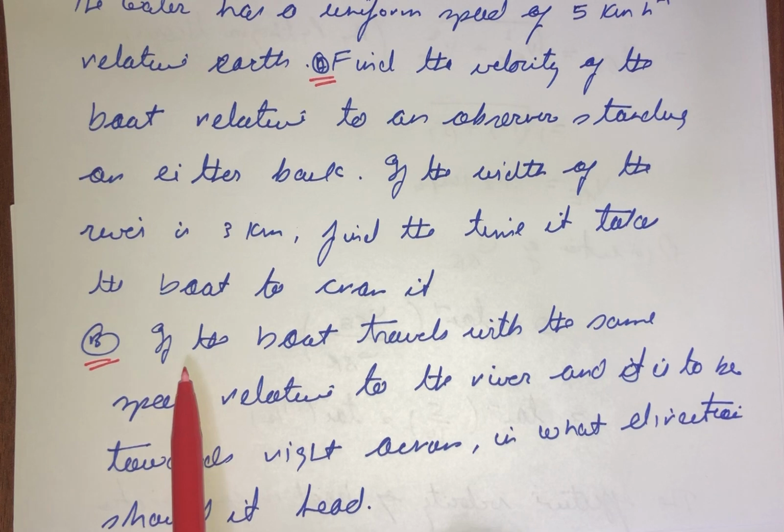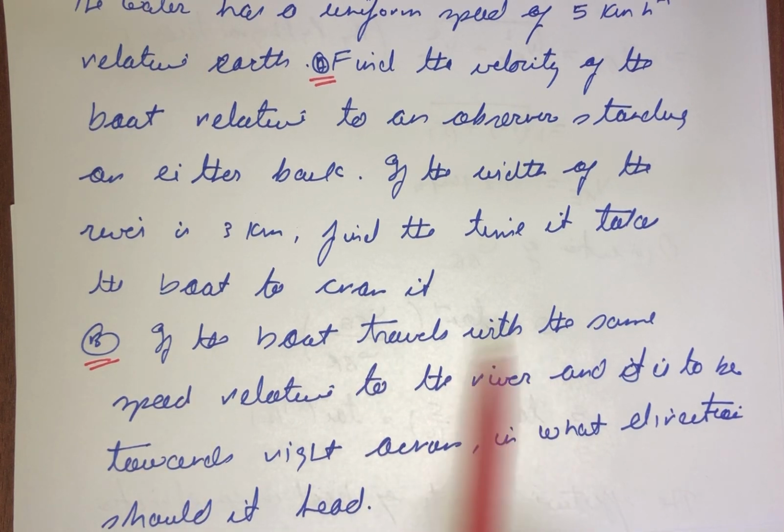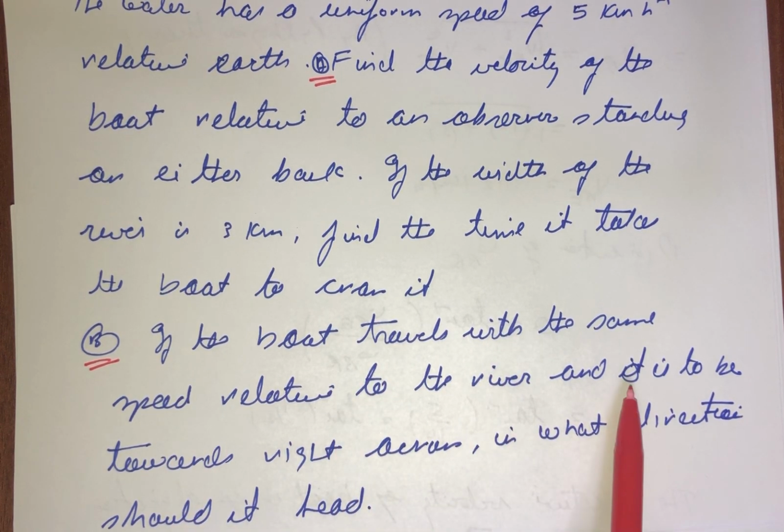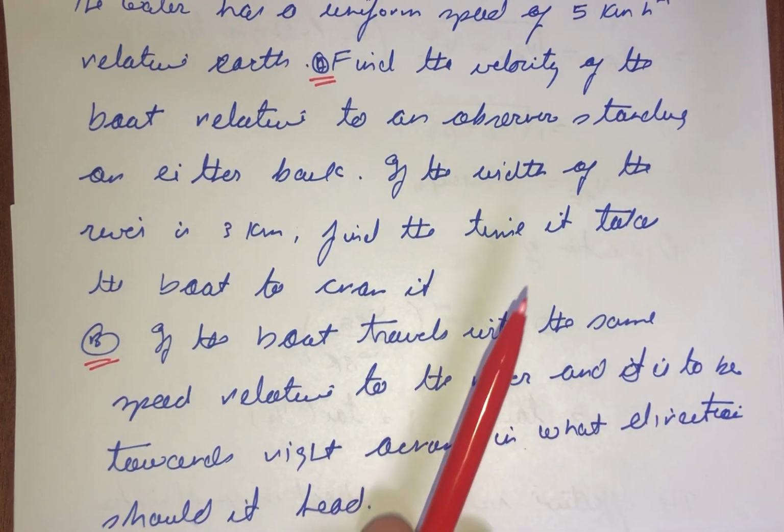And in part B, we have to find: if the boat travels with the same speed relative to the river and is to be towards right across, in what direction should it be heading? Okay.